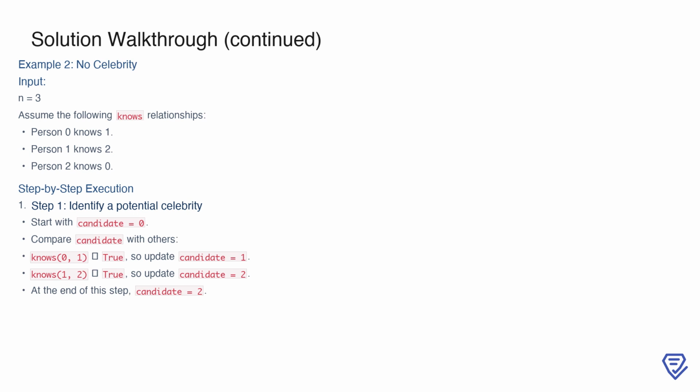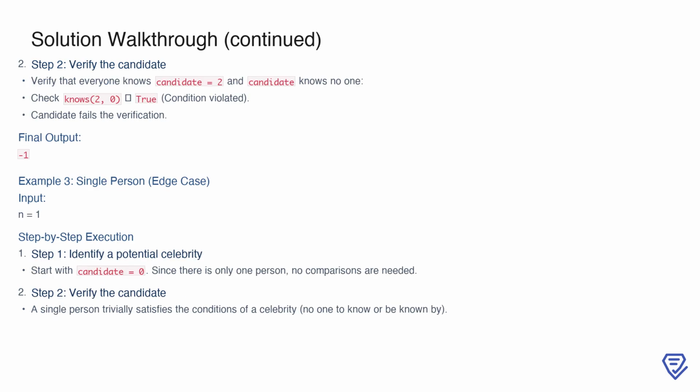By the end of this step, we identify person 2 as the potential celebrity. We then verify if person 2 satisfies the conditions of being a celebrity. First, checking if person 2 knows anyone, we find that knows(2, 0) is true, which violates the condition that a celebrity knows no one. Since the candidate fails this verification step, we conclude that there is no celebrity in this group. The final output is -1, indicating that no celebrity exists in this scenario.